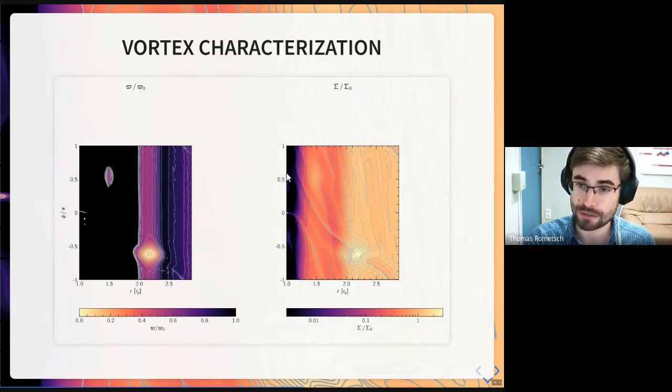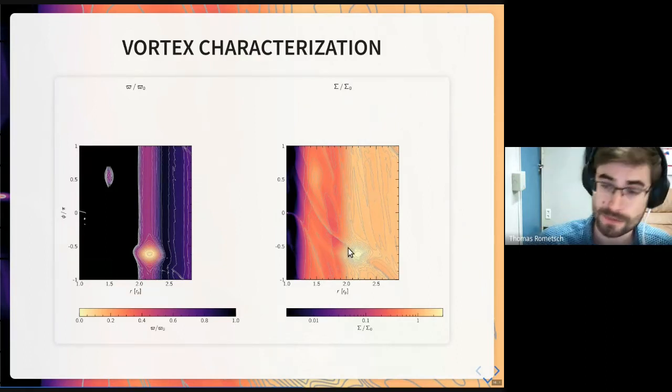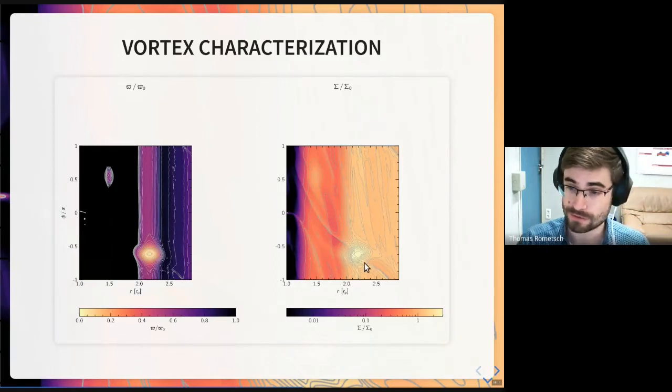Then there are spiral arms launched by the planet. And there's this big mass enhancement here. That's actually a factor of 5 larger, I think, compared to the initial values. So that's how a big vortex looks like in one of these disk simulations.